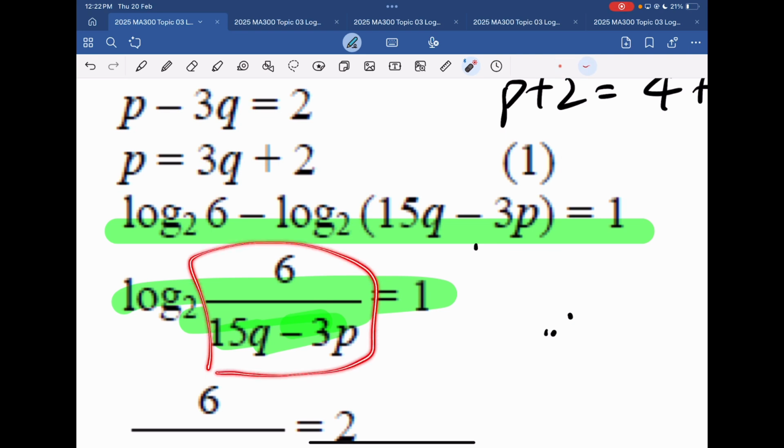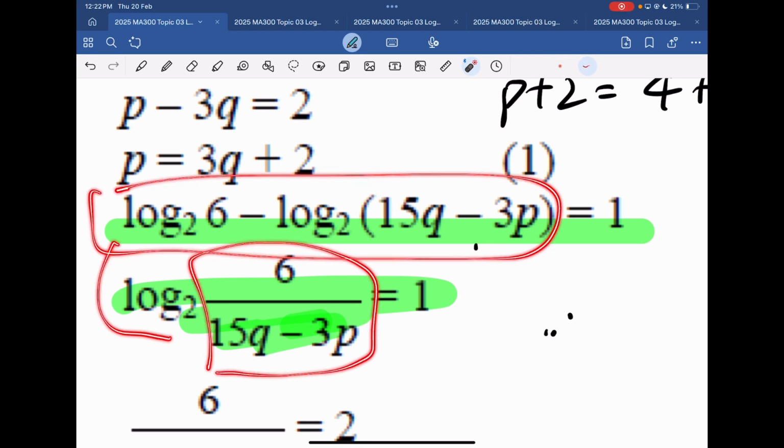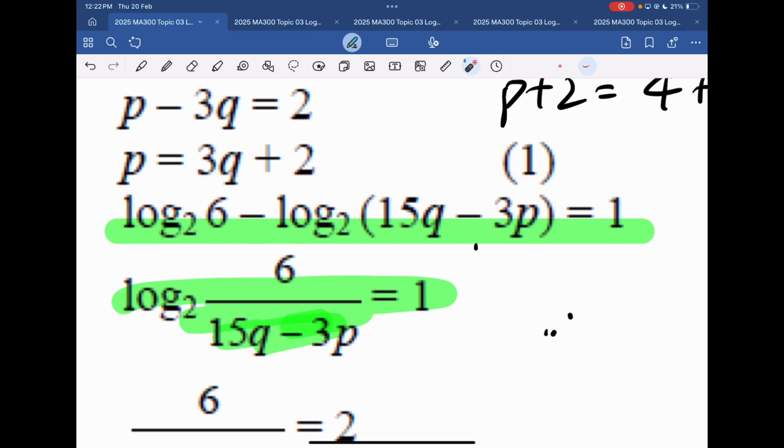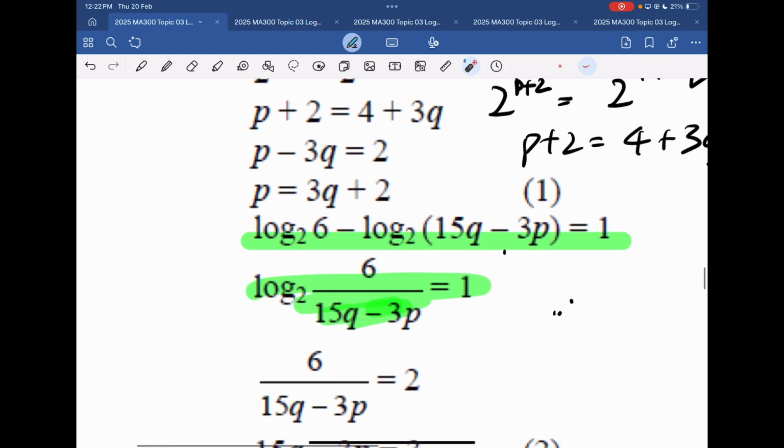Now, Xingyu, what law is this called? What law am I using? When I pack from here to here, what law am I using? What is the name of this law? Quotient law. Very good.